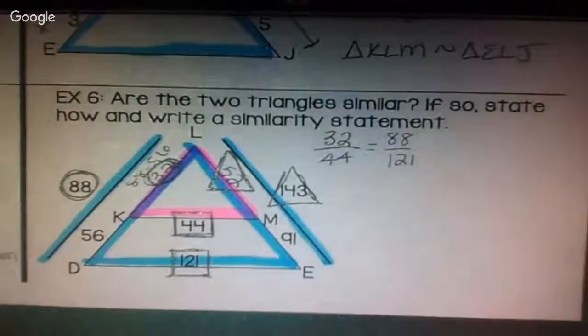I could have put 44 on the top and 32 on the bottom, which just means my second one would be 121 over 88. Okay, is anybody confused where these fractions came from? You need to stop and... did I just hear yes? Yes. You're fine.